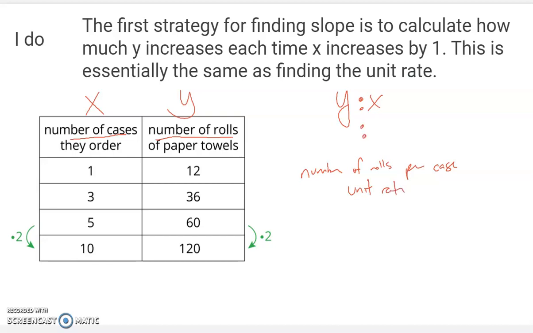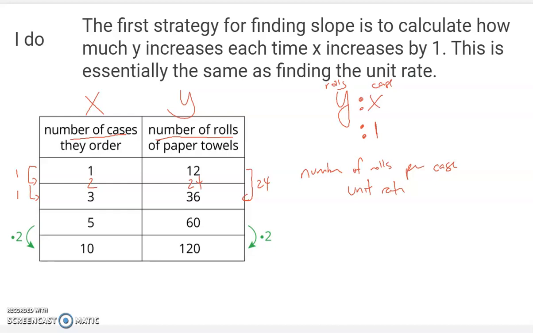And we want to know each time the x, which is cases, goes up by 1 more case, how many more rolls? That's the y, number of rolls. So we want to know each time you buy 1 more case, how many more rolls do you get? Not super easy to see, but we don't see that on here. We see 2, right? So if you do this twice, you go up by 24. So it looks like if you did it once, you would go up half that far.